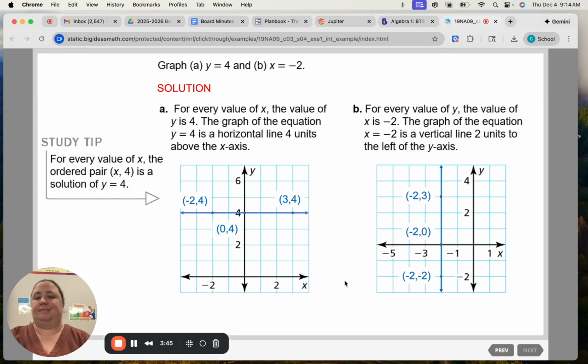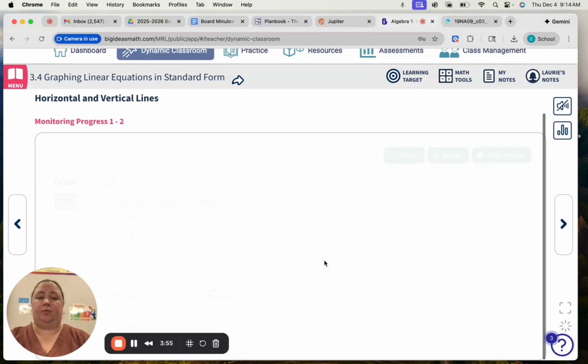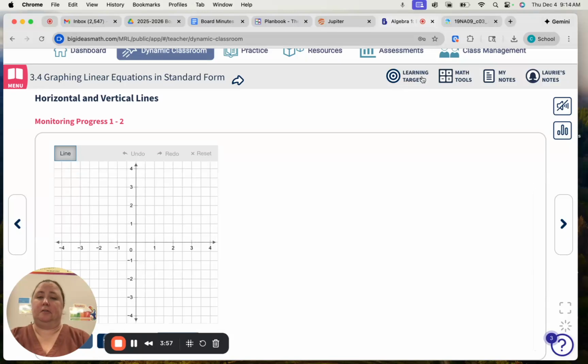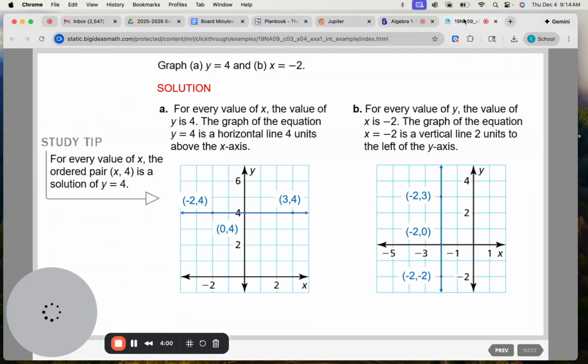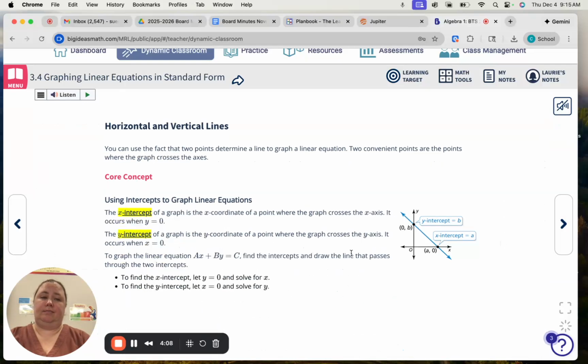How are we supposed to write down our work? You don't have to. The only time you would have to show your work is if you're rearranging the equation. So for these, you're not. So no work needed on your papers. I mean, if you really want to draw them just for practice, go right ahead. All right, so do monitoring progress 1 and 2. And then we'll pause there.